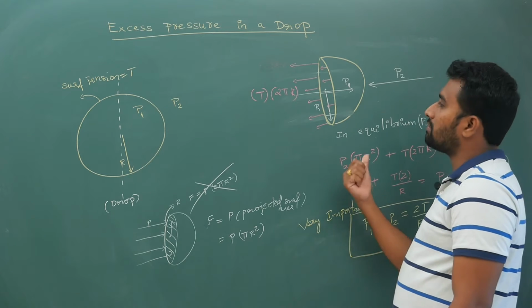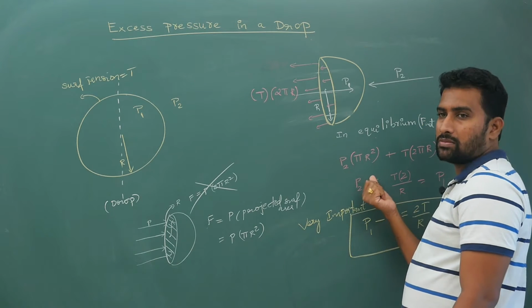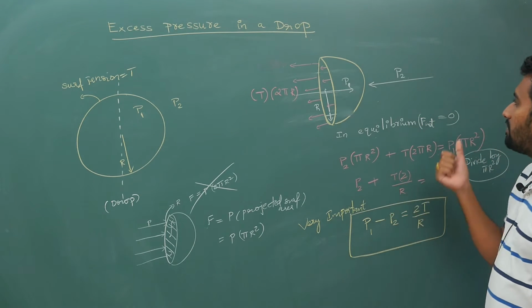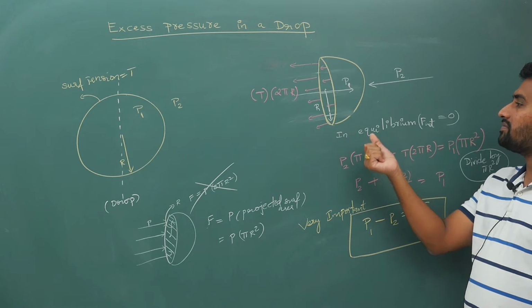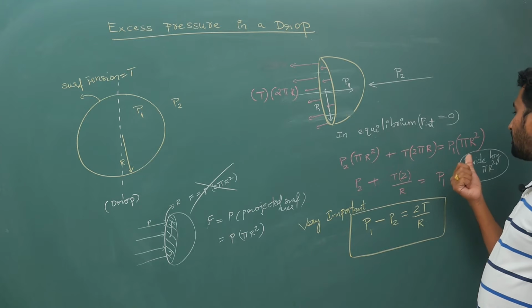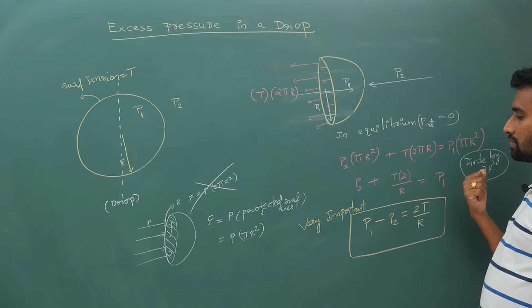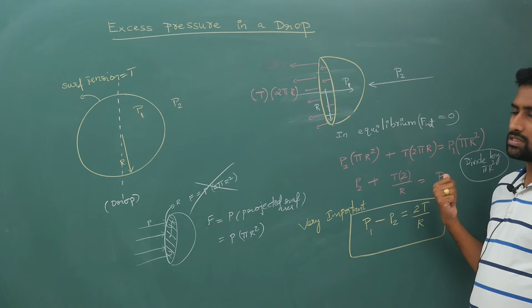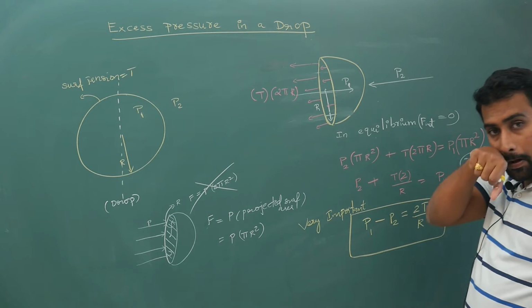Because of pressure there is force, P2 times pi r square. From this, it will act towards left. T times 2 pi r is because of surface tension, that will also act towards left. P1 times pi r square will act towards right. In equilibrium, net force is equal to 0. I have done this.